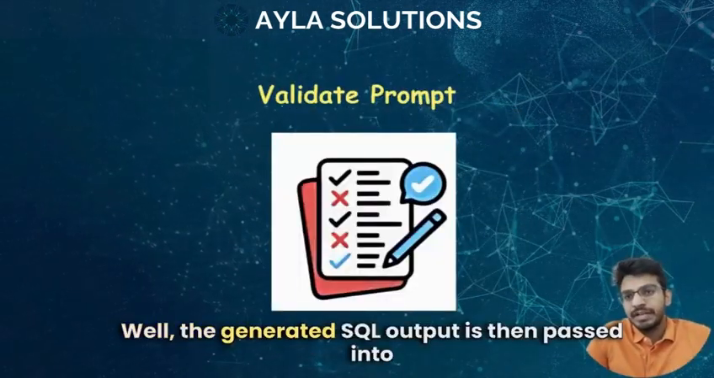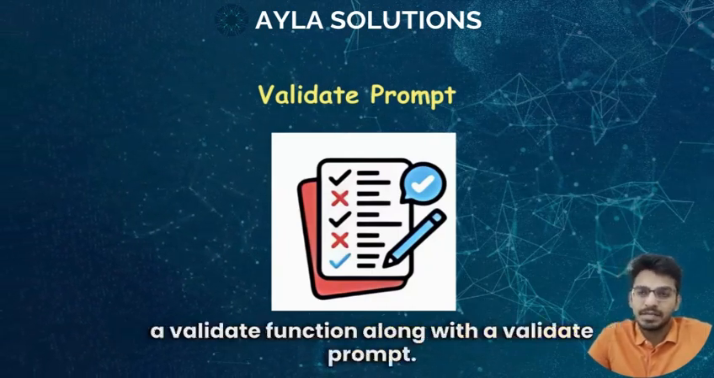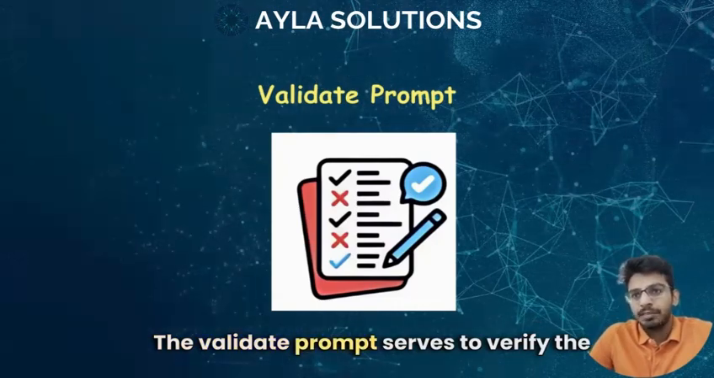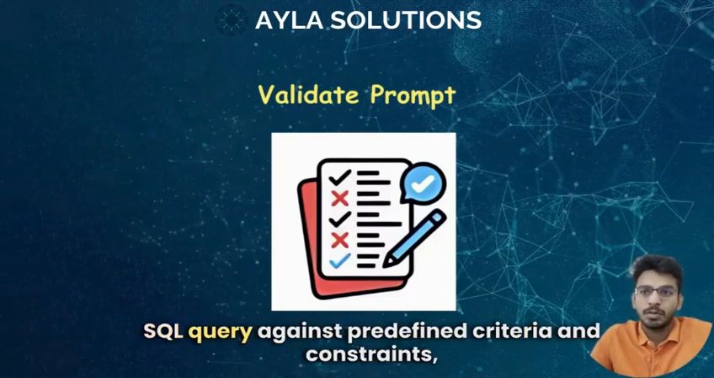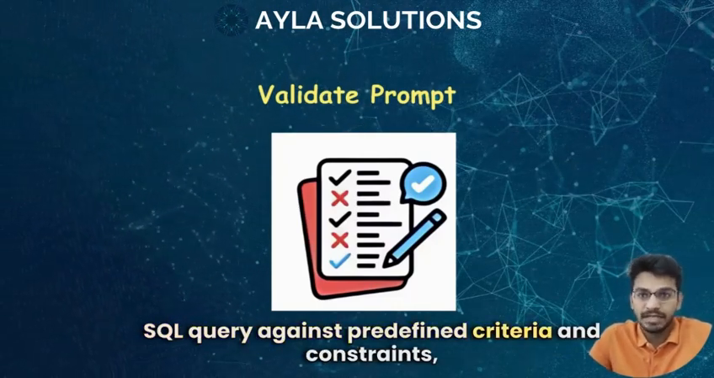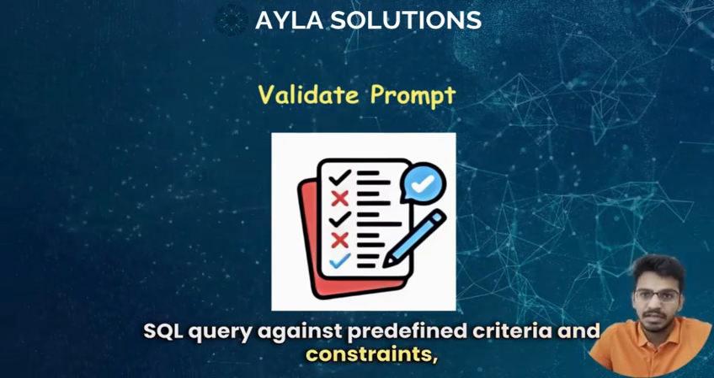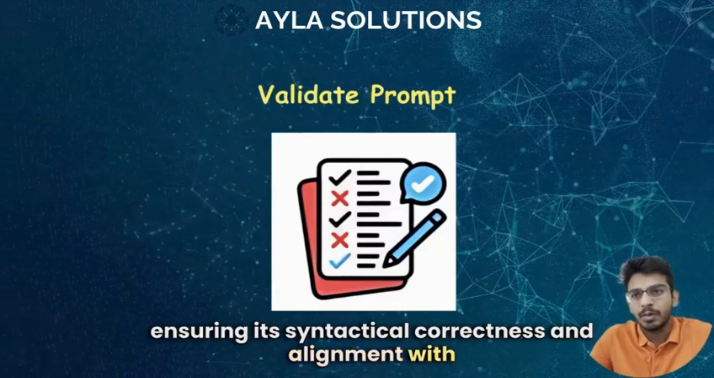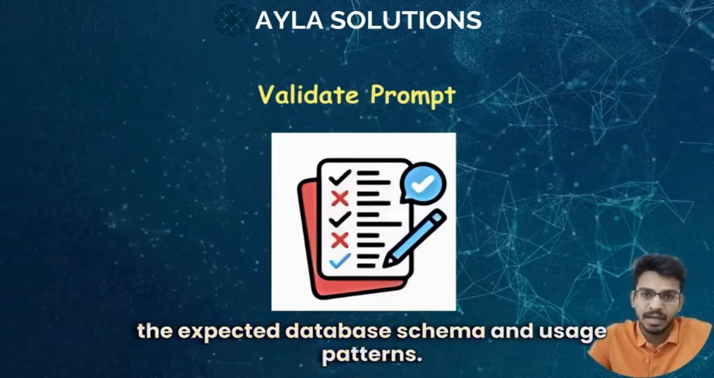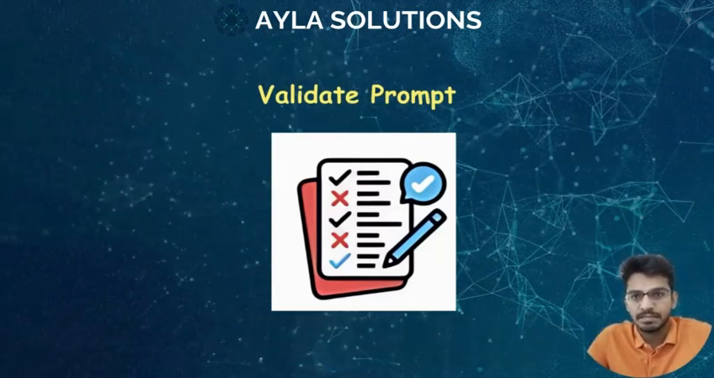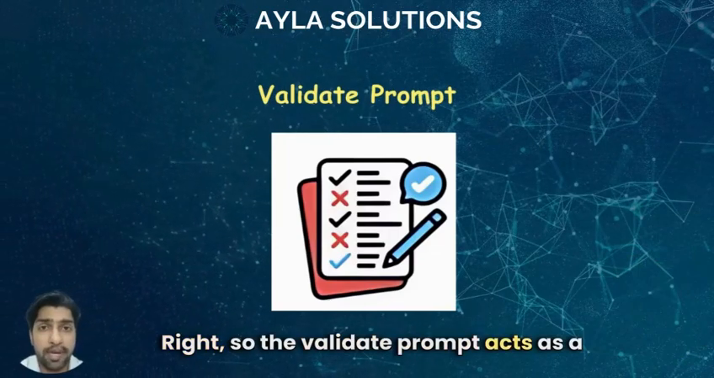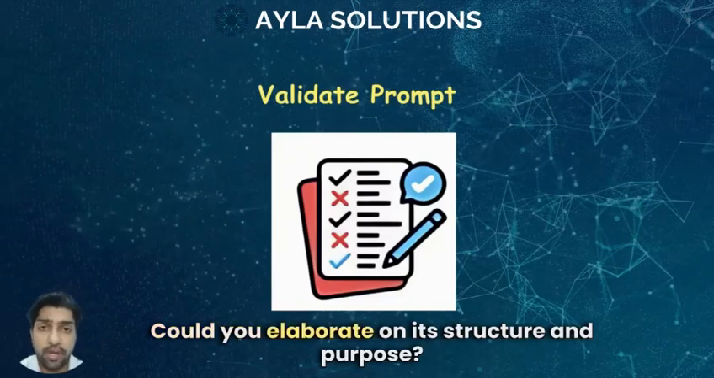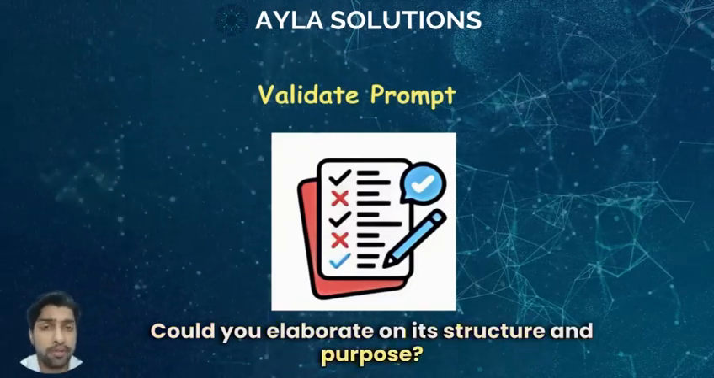Well, the generated SQL output is then passed into a validate function along with a validate prompt. The validate prompt serves to verify the SQL query against predefined criteria and constraints, ensuring its syntactical correctness and alignment with the expected database schema and usage patterns. Right, so the validate prompt acts as a sort of quality control for the SQL query. Could you elaborate on its structure and purpose?